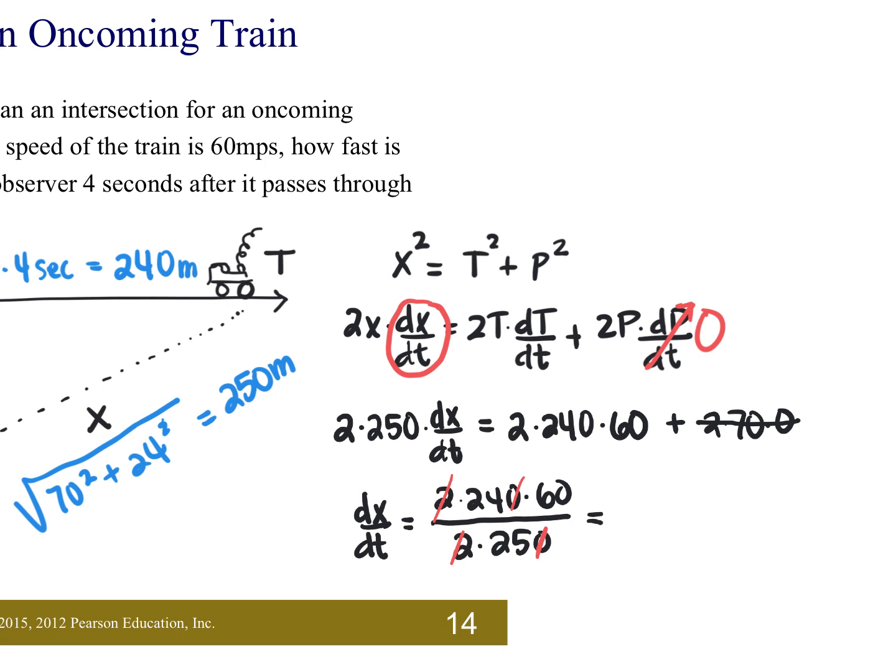Did anybody have a final answer? 288 over 5. I got 57.6. Yeah, that's just 57.6, and then I did that as a fraction. Yeah, that's great. 57.6 what? Meters per second. Meters per second.